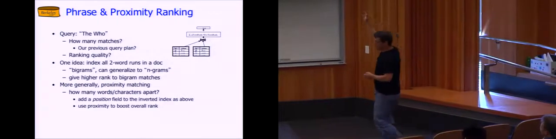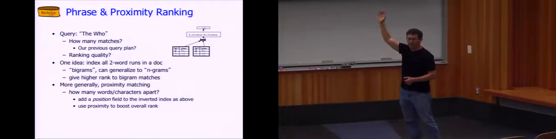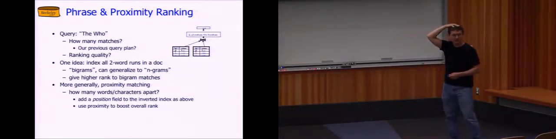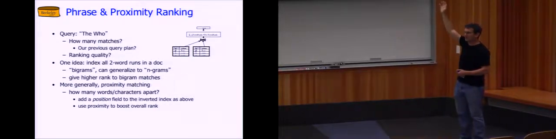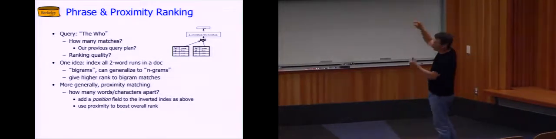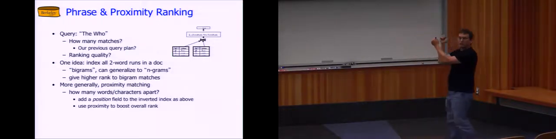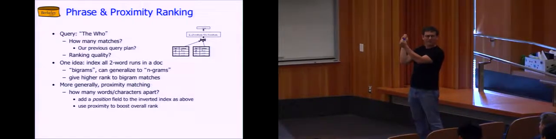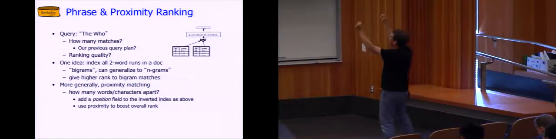Our previous query plan is just going to look at term frequencies. "The" and "who" probably appear pretty often in many documents. And the inverse document frequencies for these are both terrible. "The" appears all over the place, and so does "who." So what we're really looking for is "the" next to "who." That's unusual. In fact, it's very unusual. That's why they named the band that, right? It's like, what? The who? Right? That was the whole idea.